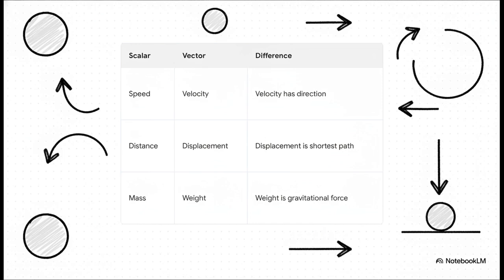My absolute favorite example to use here is distance versus displacement. Imagine you walk 40 meters east, and then you immediately turn around and walk 40 meters west. Your scalar distance traveled is 80 meters, but your vector displacement? It's exactly 0, because you ended up right back exactly where you started.